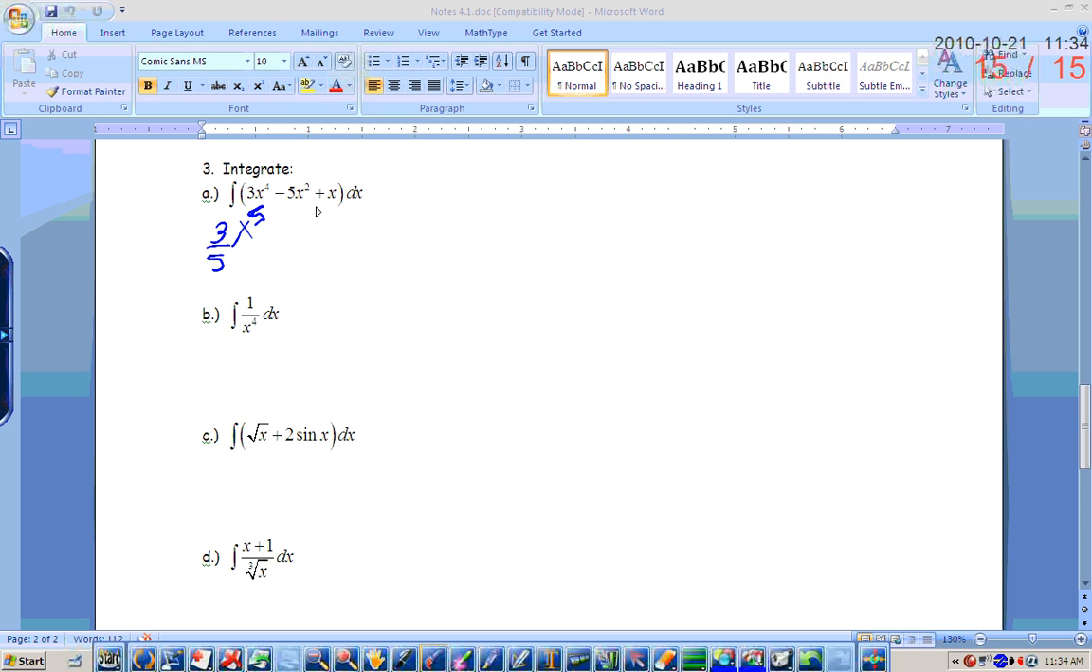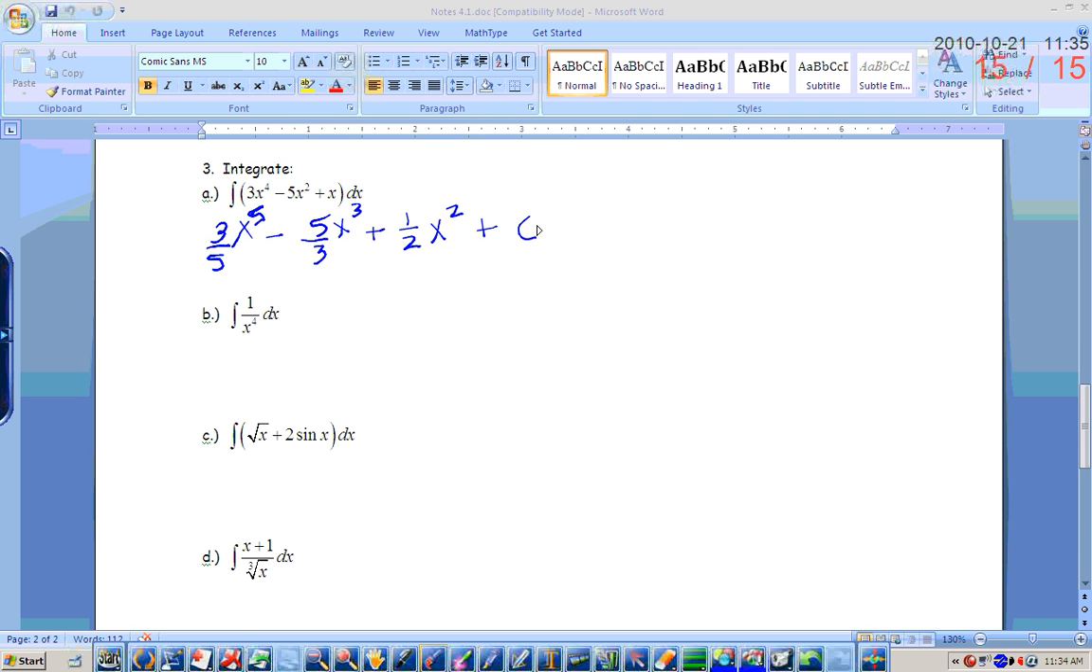Okay, good. All right, minus 5x to the 3rd, but I need to divide by the new exponent. So 5/3 x to the 3rd. What's the integral of x? 1/2 x squared plus c. Good. Okay?